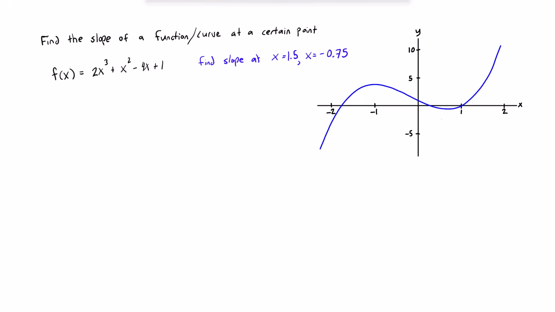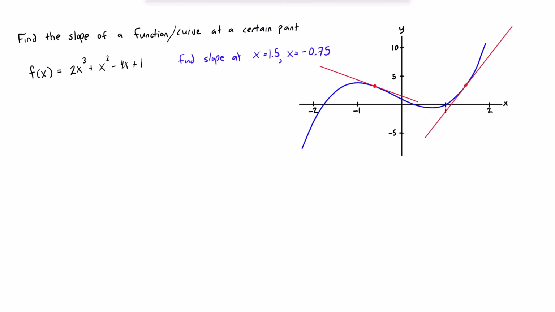Now, when we think about this for a second, we're looking for the slope at x is equal to 1.5. So that's going to be the slope of this tangent line that touches the function at that point. And then we're also looking for the slope at x is equal to negative 0.75, which is going to be somewhere around here. And the slope of the function at that point is going to be the slope of the tangent line that is touching it at exactly that spot only. So in order to solve this, all we have to do is take the derivative of the function, and then plug in the values that we're looking to find the slope at.